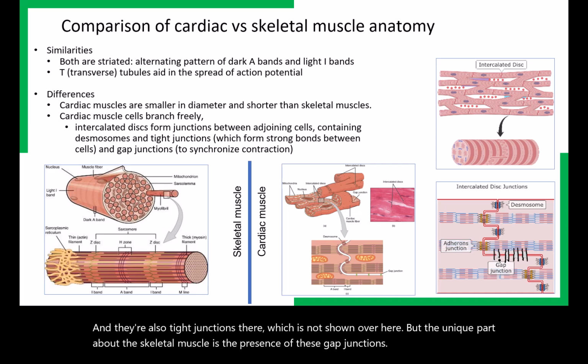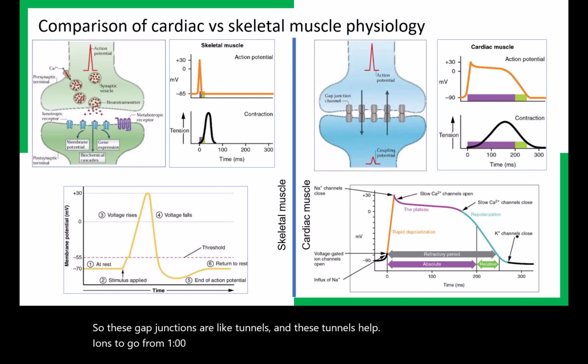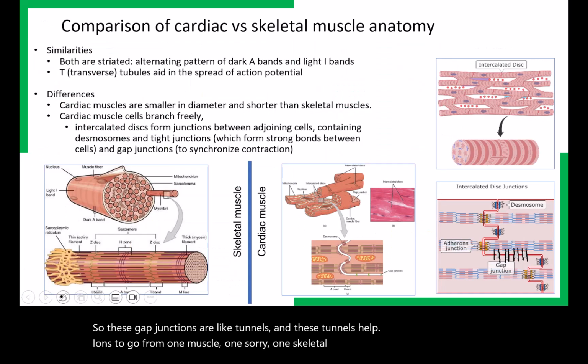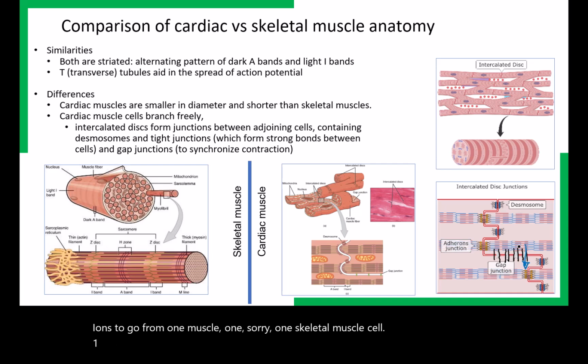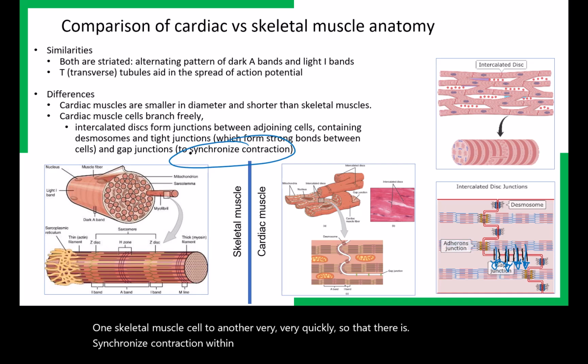So these gap junctions are like tunnels, and these tunnels help ions to go from one skeletal muscle cell to another very, very quickly, so that there is synchronized contraction within all the myocardial cells of the ventricles and all the myocardial cells of the atria, right?